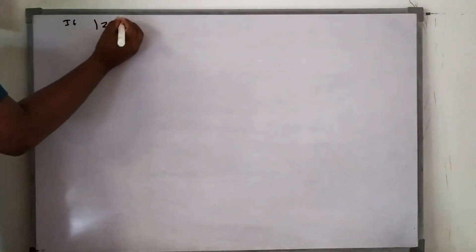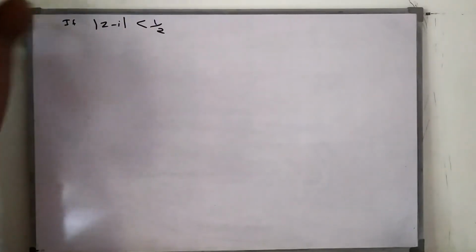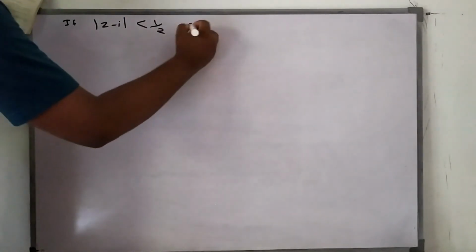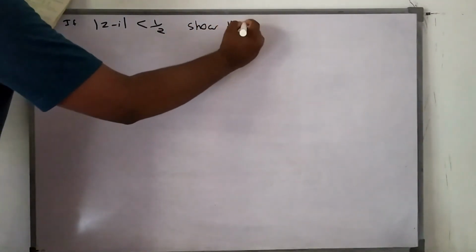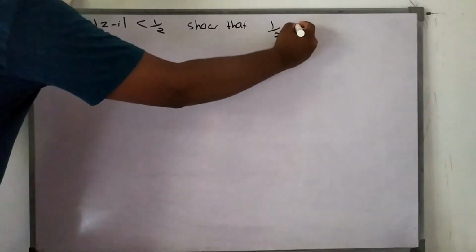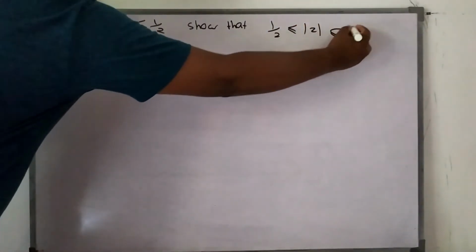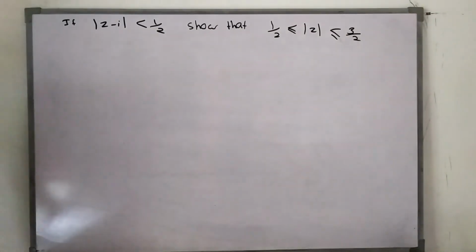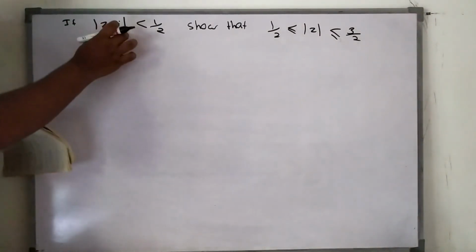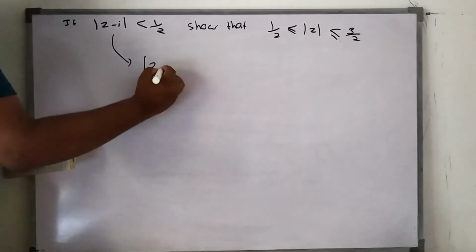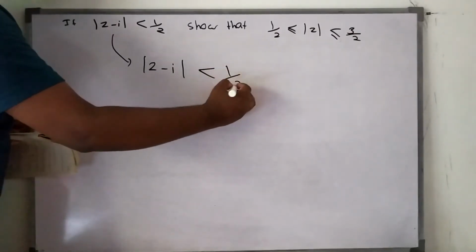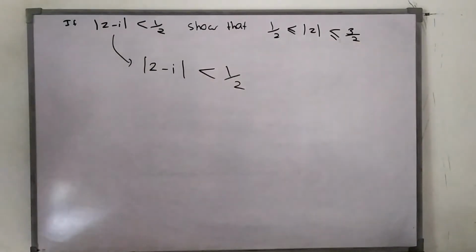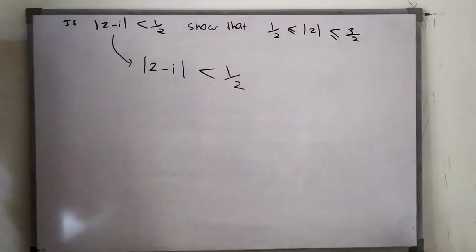z minus I less than half, right? Show that three by 2. So we have to show this. So how to prove this? So here, over here, z minus I less than half. So using that result, right? Using that result.